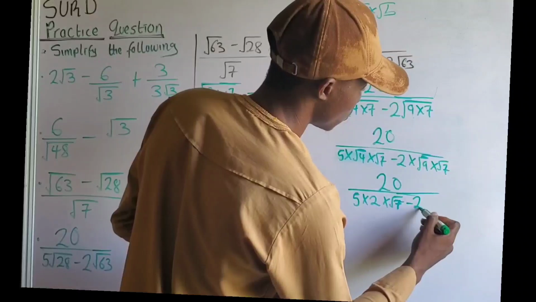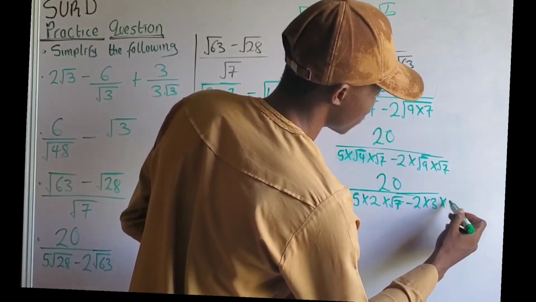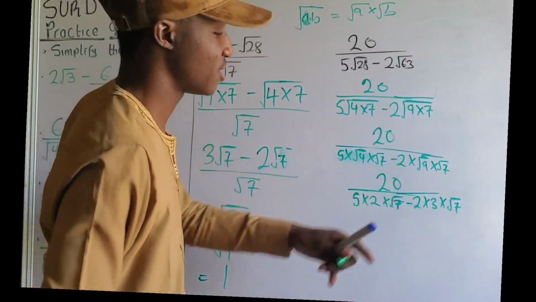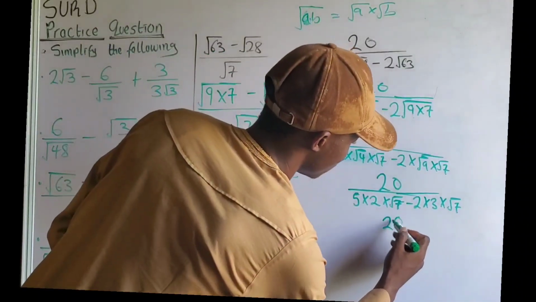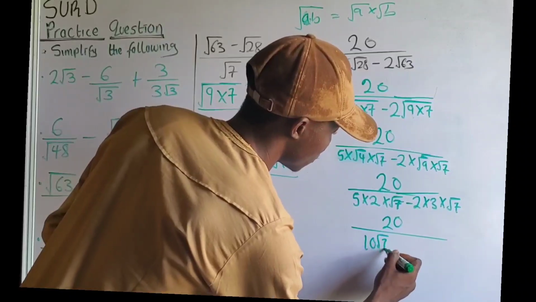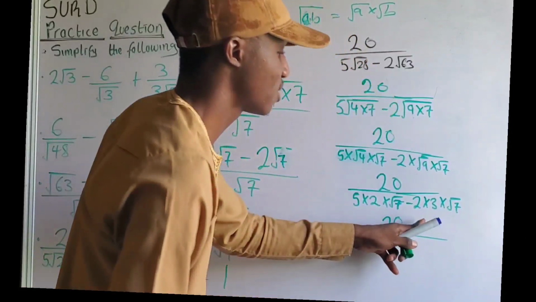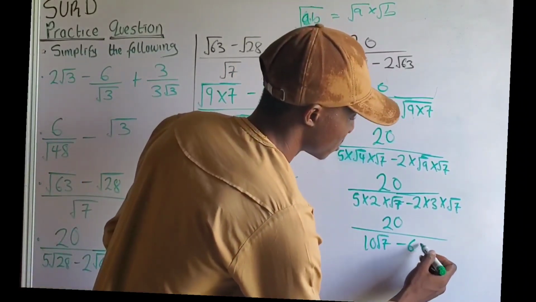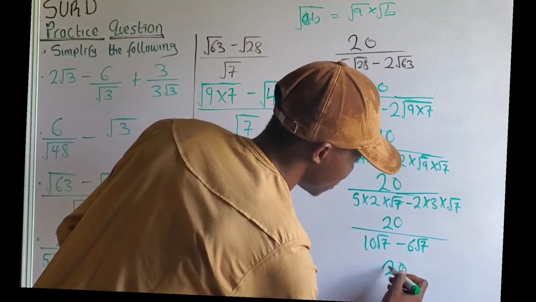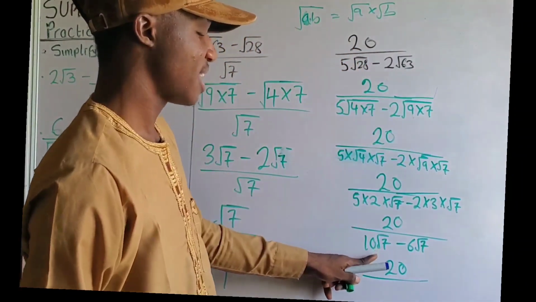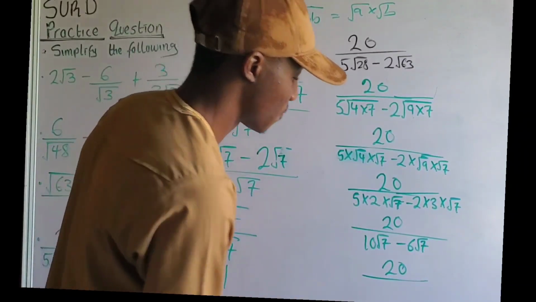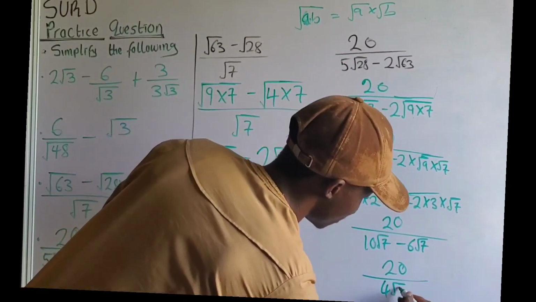Minus 2 times 3 times root 7. The reason is simply because the square root of 9 will give me 3. So I'm going to have 20 all over 5 times 2 is 10. So I'm going to have 10 root 7 minus 2 times 3, which is 6, minus 6 root 7. Okay? So I'm going to have 20 all over 10 root 7 minus 6 root 7. What's the answer? That is 4 root 7. So I'm going to have 4 root 7 here.